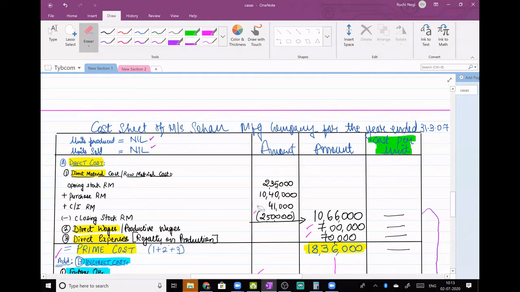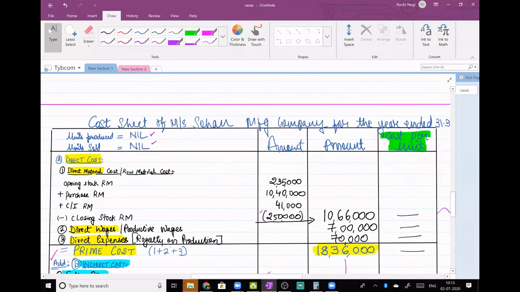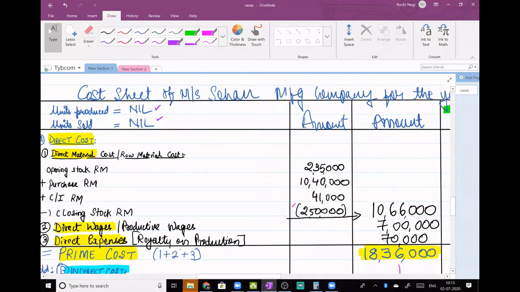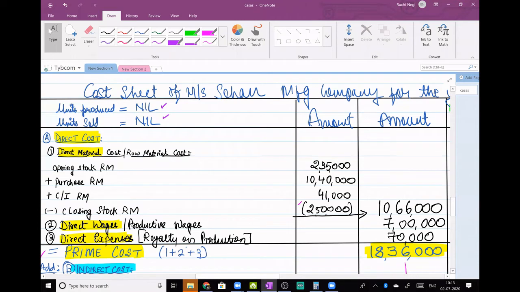Start. So first is my direct cost. Under direct cost, first is direct material or raw material consumed or raw material cost. It's one and the same thing. You call it direct material cost, you call it raw material cost. This will take 1.5 to 2 pages, I guess. If you have a big book, then 1 page will fit. If you are using a small notebook, then 2 pages will be required.